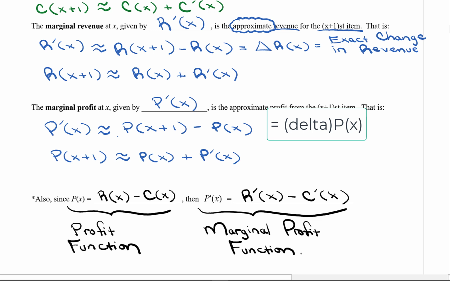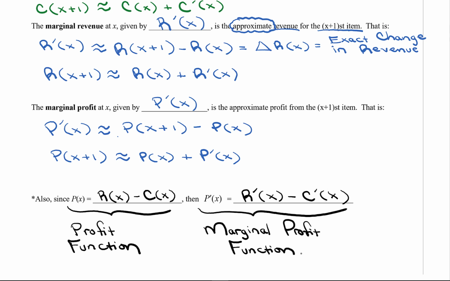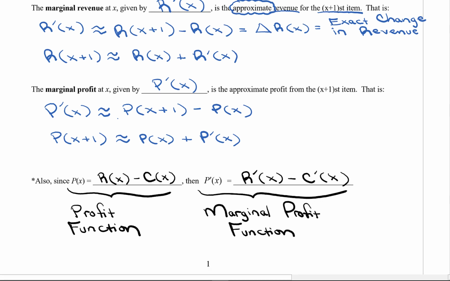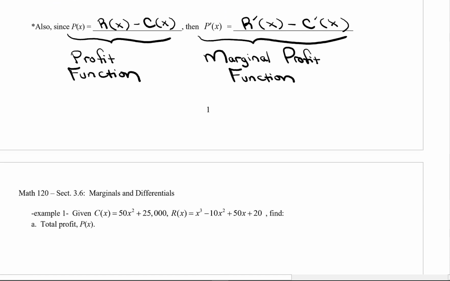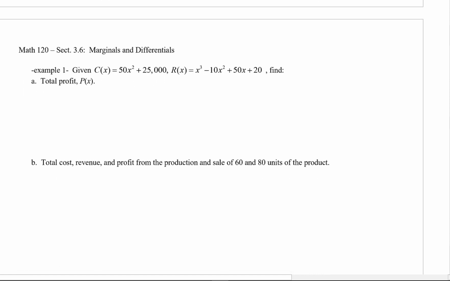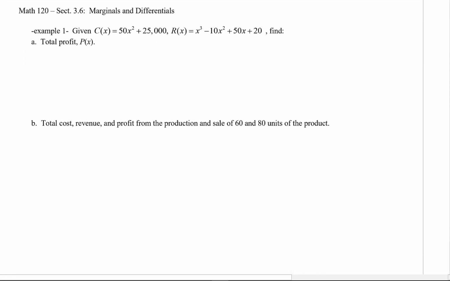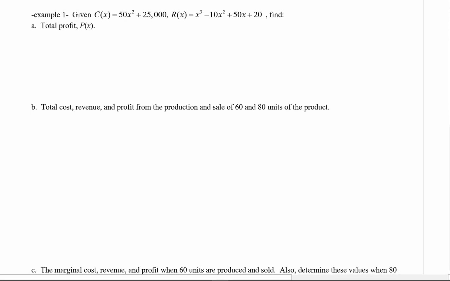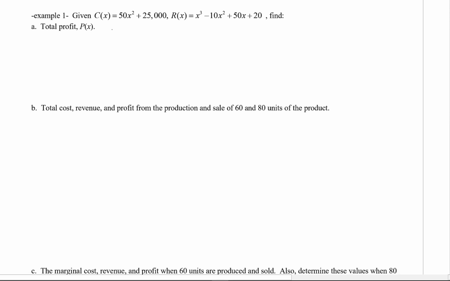All right, I think we're ready for our example number 1. Let's go ahead and go on to example 1. Given C of X is equal to 50x squared plus 25,000, and R of X is equal to x cubed minus 10x squared plus 50x plus 20, find the total profit. Well, P of X, our profit function, is just going to be equal to R of X minus C of X. So all I have to do is subtract these two functions that were given to me up above.